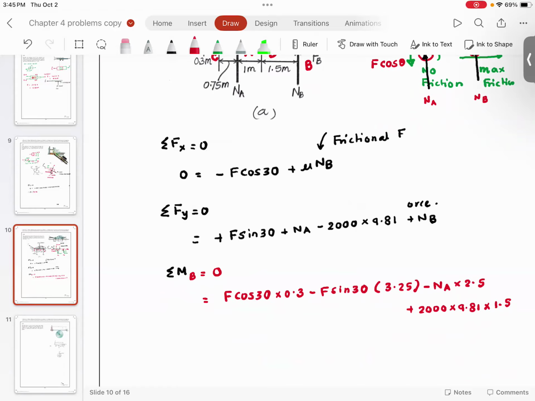Now you see there are 3 equations and there are 3 unknowns. F is an unknown, NB is an unknown, and NA is an unknown. The first equation gives you the relationship between F and NB. The second equation gives you the relationship between F, NA, and NB. And the last equation gives you the relationship between F and NA. Are you with me so far?